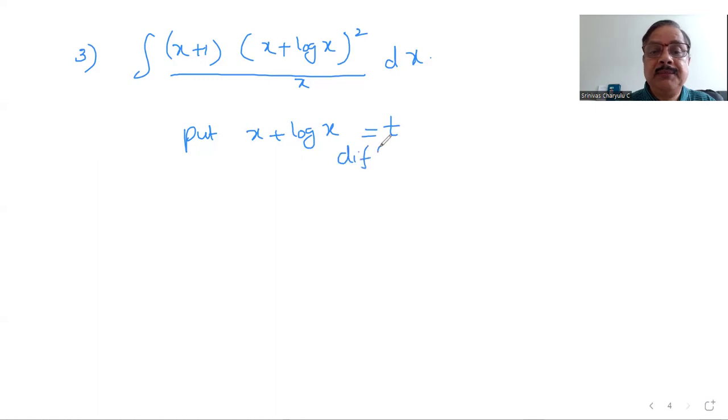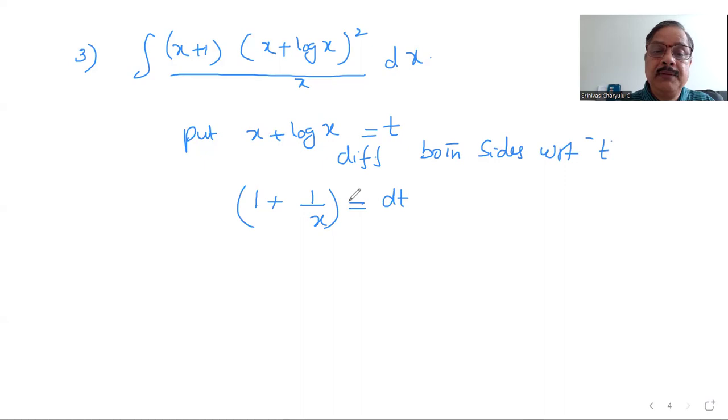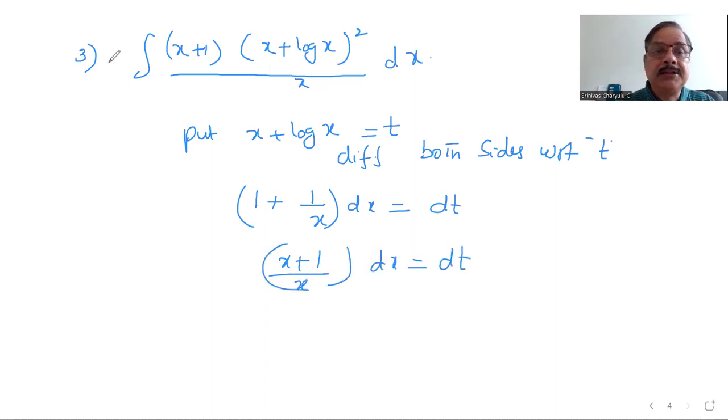So differentiate both sides with respect to t. Then what happens? X differentiation is 1, log x differentiation is 1 over x, is equal to dt. Here dx. This is dx is equal to dt. So if you simplify this, x plus 1 by x dx. Now you see the sum. X plus 1 by x dx, all are there. So the entire term will become dt now.